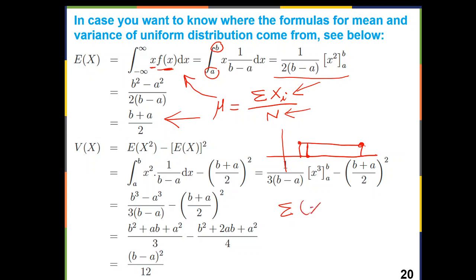Remember, we had to take xi minus mu, and then square it and multiply by frequency, right? And then divide by the total. Well, that doesn't work because we have an infinite number of numbers. So we have to use calculus.